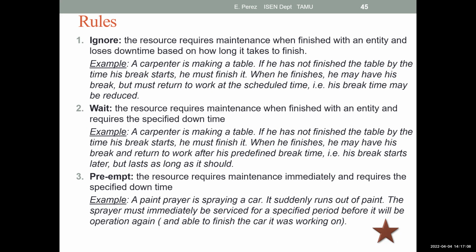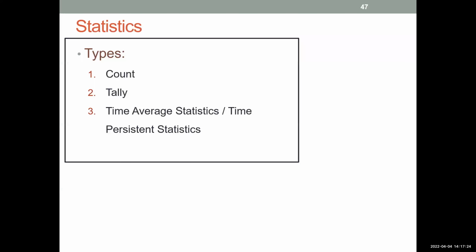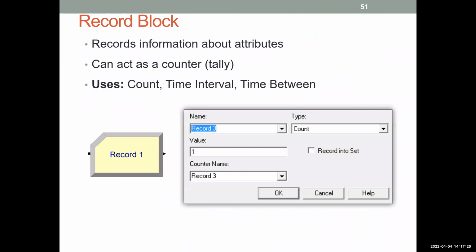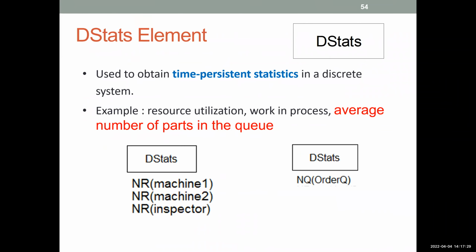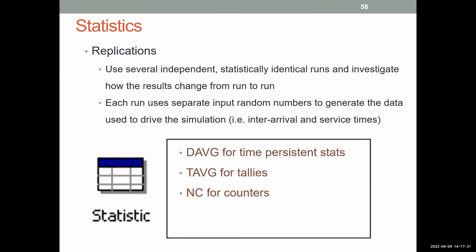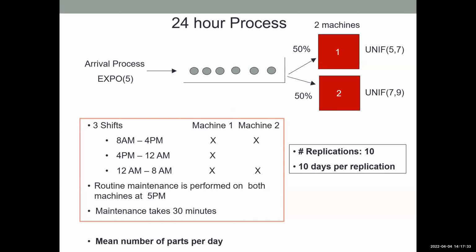So you need to know what type of process is happening in order to make the best judgment and decide which of these three rules are used for your case: ignore, wait, or preempt. Okay, so that being said, I think the rest is being covered, so we can go straight to our scenario for today.